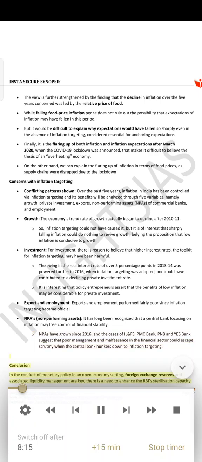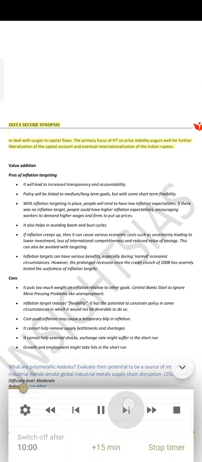Conclusion. In the conduct of monetary policy in an open economy setting, foreign exchange reserves and associated liquidity management are key. There is a need to enhance the RBI sterilization capacity. The primary focus of FIT on price stability augurs well for further liberalization of the capital account and eventual internationalization of the Indian rupee.